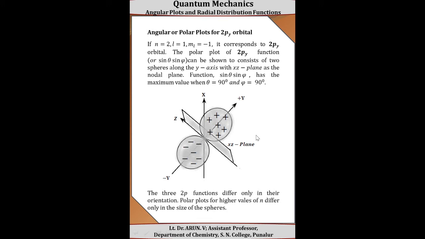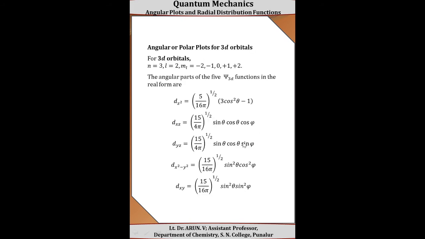Thus, the three 2p functions differ only in their orientations. The polar plot for higher values of n differ only in the size of the spheres. Next is the angular or polar plot of 3D orbitals.